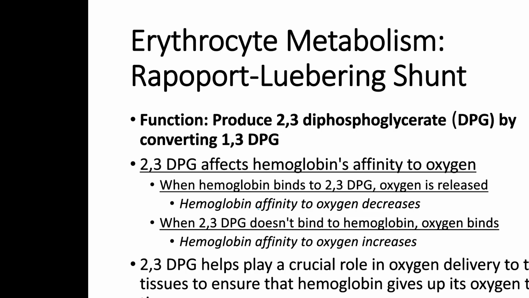But when 2,3-DPG doesn't bind to hemoglobin, then it gives that space for oxygen to be able to bind, and therefore hemoglobin affinity to oxygen will increase. And it plays a vital role in oxygen delivery to the tissue to ensure that hemoglobin will actually give up its oxygen. If you didn't have 2,3-DPG, then hemoglobin's more than happy to carry around that oxygen forever. So this is what actually gets the oxygen to come out of the hemoglobin.